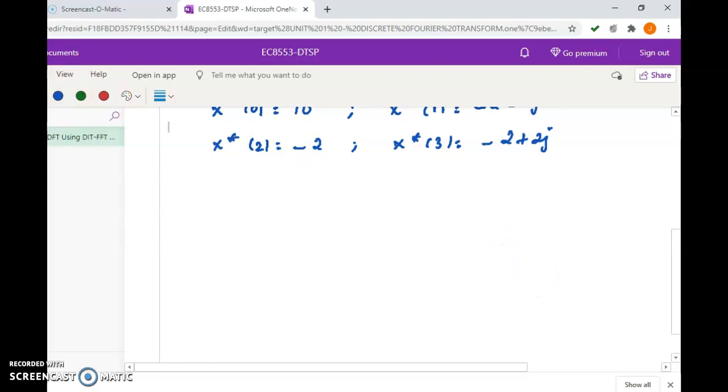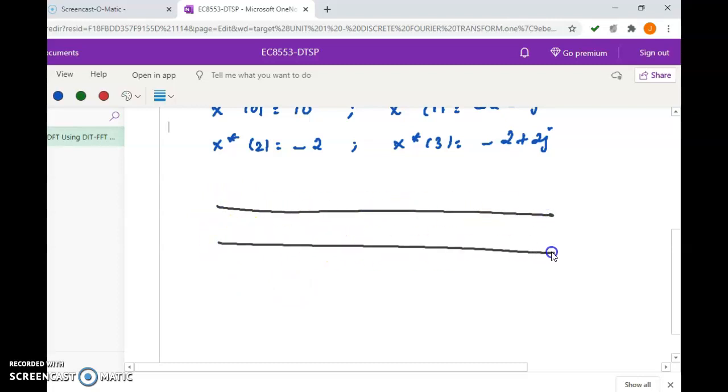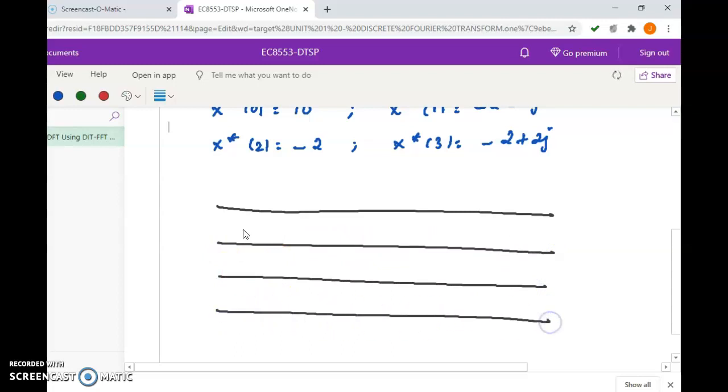For the butterfly diagram, here there are 4 sequences, so you have to draw 4 horizontal lines like this. And DIT means bit reversal, so the input is given in bit reversal order. You have to give X of 0, X of 2, X of 1 and X of 3. For the inverse DFT, give the complex conjugate. This is the only difference between the usual DFT and the inverse DFT.